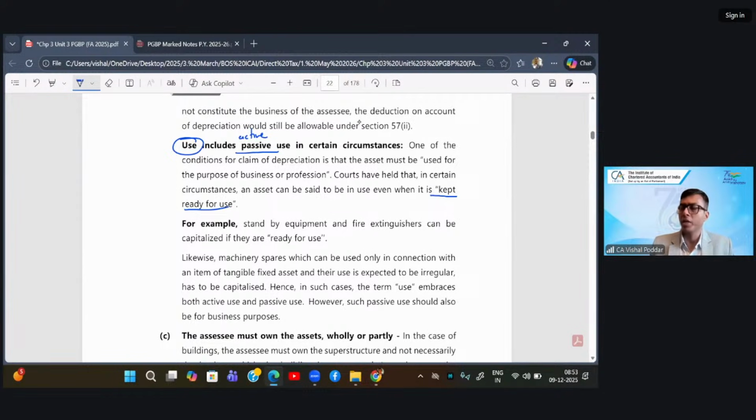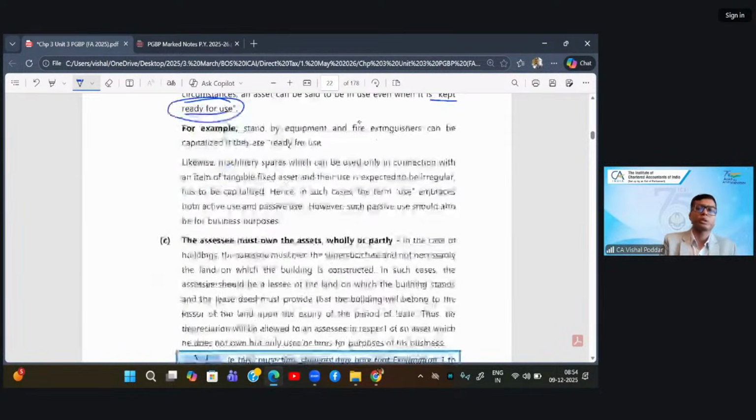Like many times we have these standby machines. So in different industries where production cannot be stopped because of its criticality, you always have an additional equipment which is not used, but it is kept ready so that in case my main equipment has some failure, has some accident, has some problem, and it stops functioning, I can immediately switch to the other machine. That machine may not be actively used, but even if it is kept ready for use, that is also eligible. So use need not mean it should be actually used. It may be even kept ready for use, which is called passive use. That is fine.